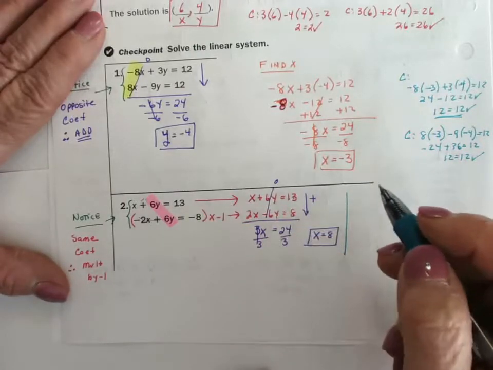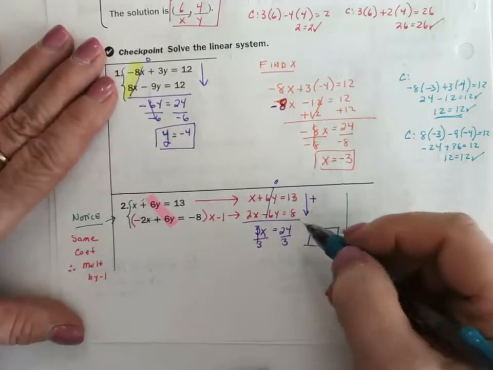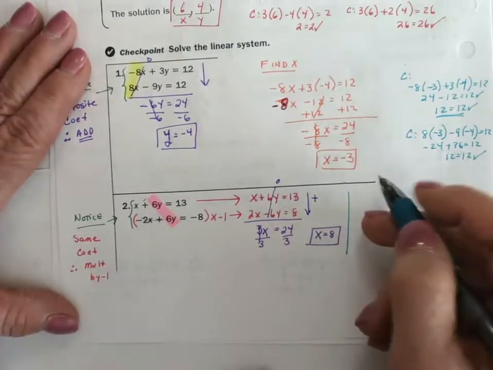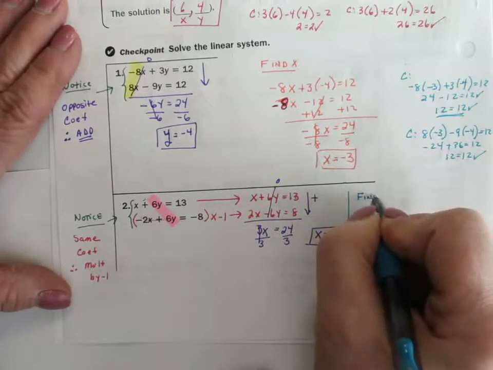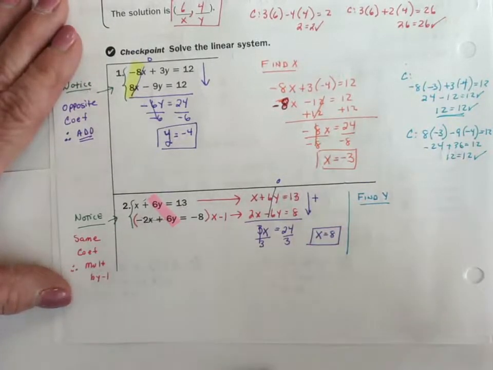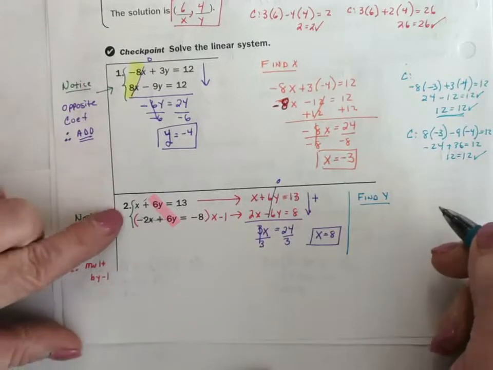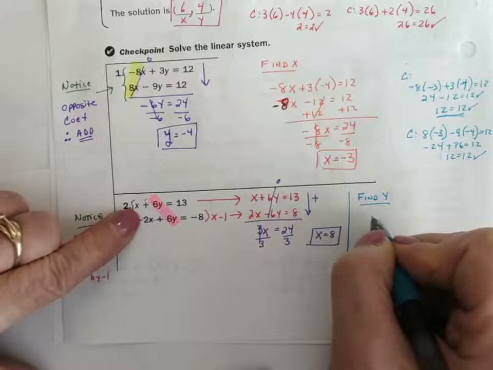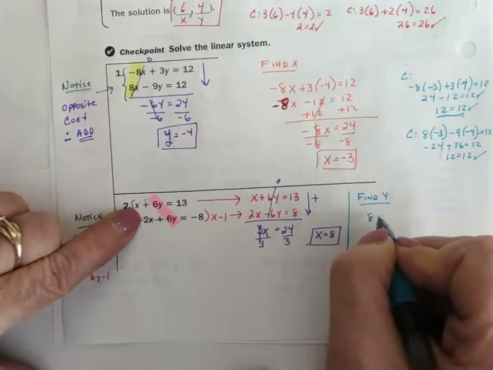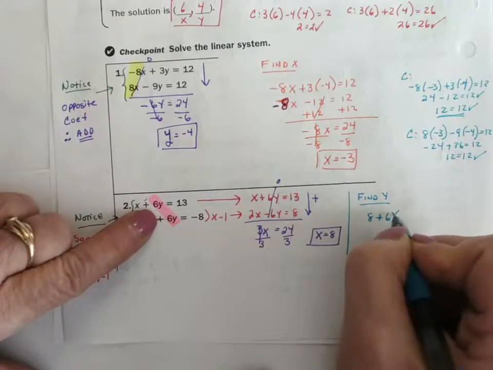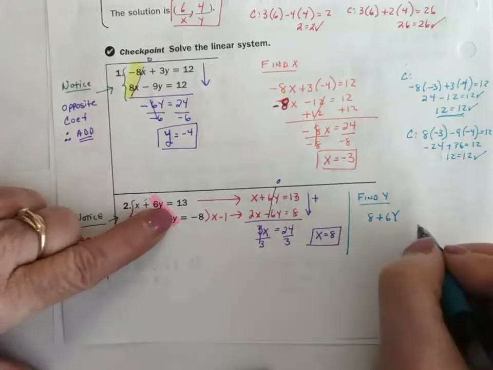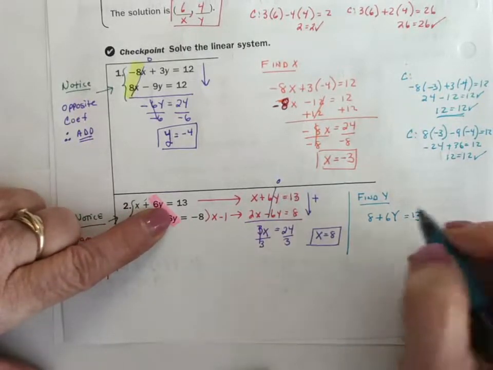And when you're doing these problems, try to stay very organized so that you can see each of the steps. You might want to draw yourself a line, because now we have x, so we need to find y. And pick the easiest equation. I think the top one's going to be the easiest because it doesn't have any negative numbers. So I'm going to replace the x with 8, plus 6, and we do not know what y is, equals 13. We have to find y.